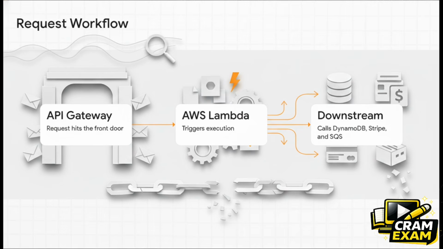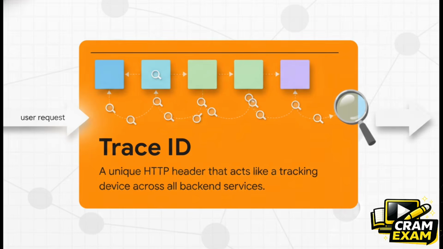You simply cannot solve distributed latency by staring at a single server log. What you actually need is end-to-end visibility. You need AWS X-Ray. To do this, X-Ray relies on one absolutely critical component, and that's the Trace ID.